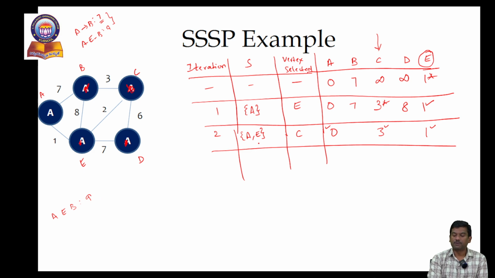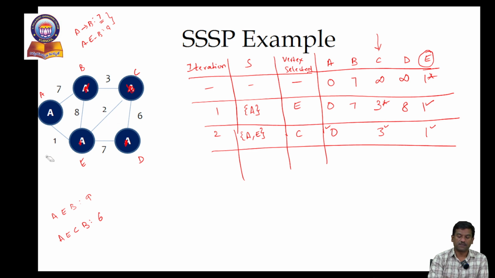And from A through E through C, can we reach B? Yes, we can reach. That is A, E, C, and then B. What is the cost? That is 1 plus 2, 3, plus 3, which equals 6. That is A to E, E to C, and similarly C to B: 1 plus 2 plus 3. In total, we have 6.